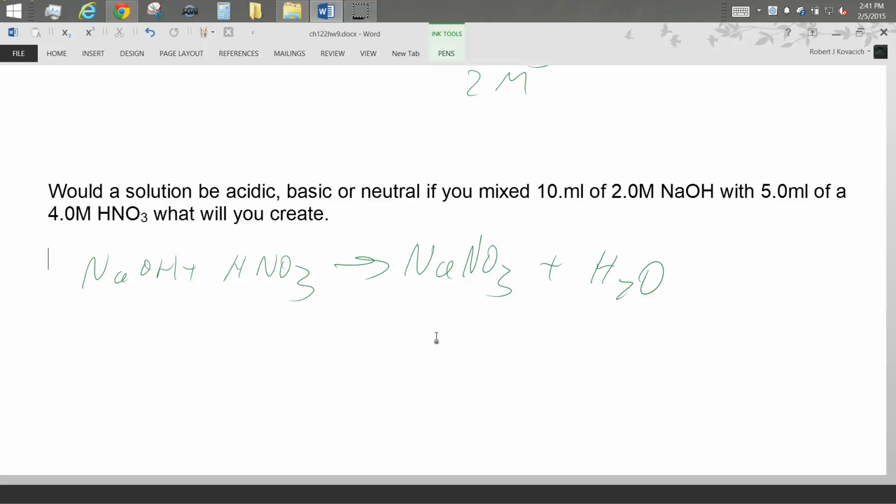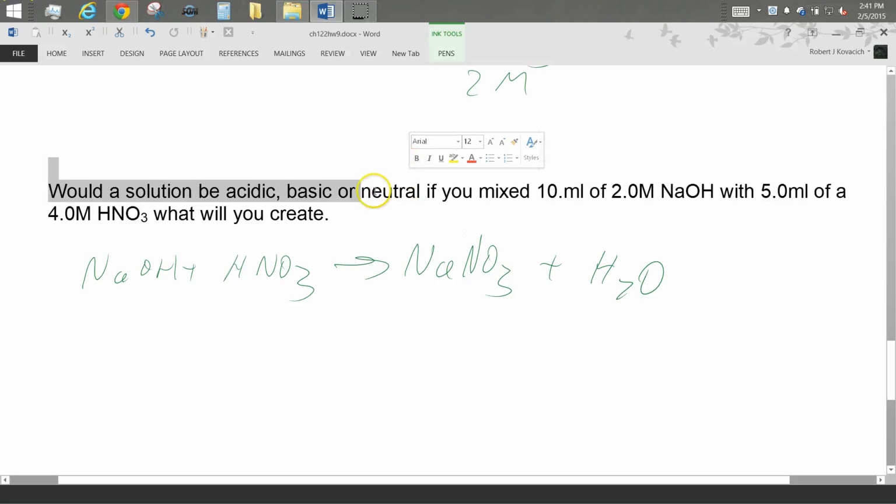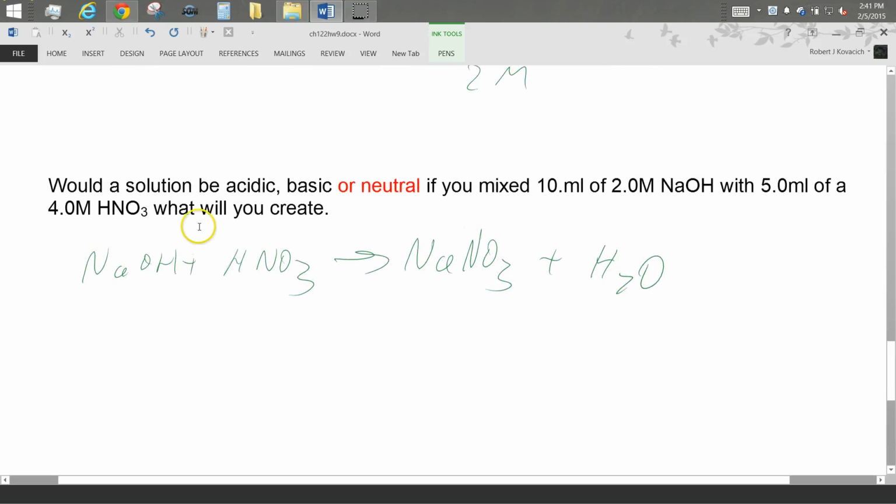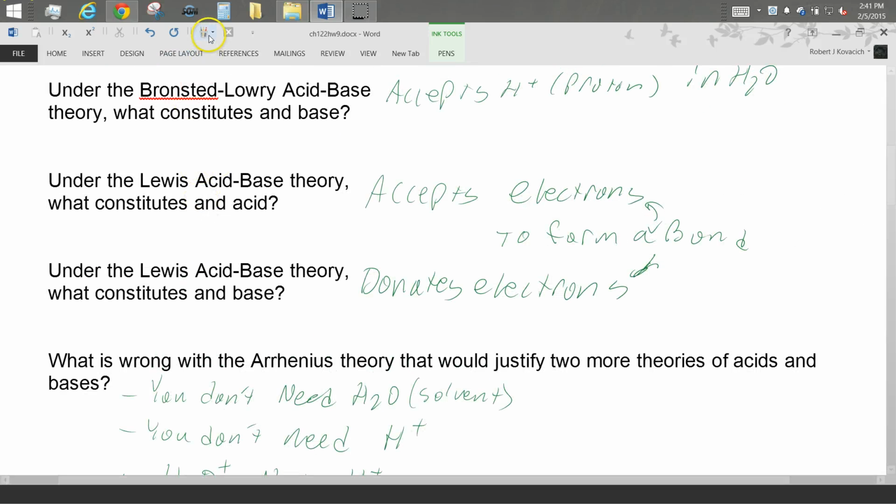So when I mix these together, what am I going to get: acidic, basic, or neutral? It's going to be neutral, right? They'll just go ahead and cancel each other out. Okay. So I have a question about that. Sure.